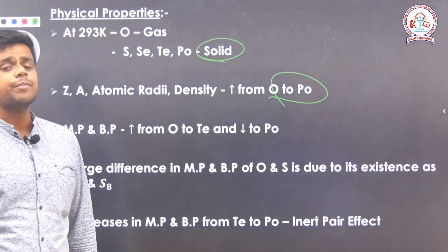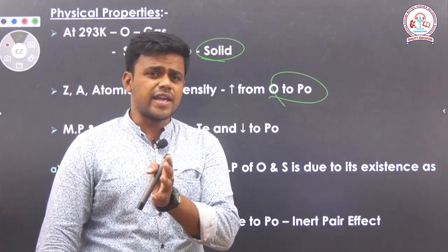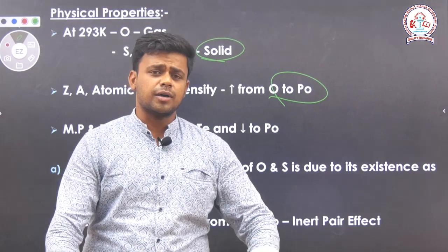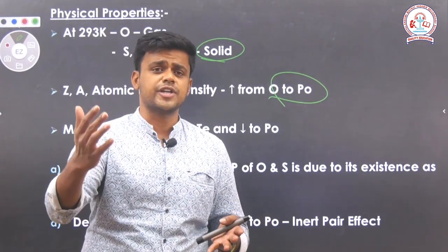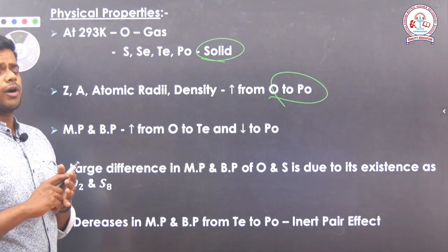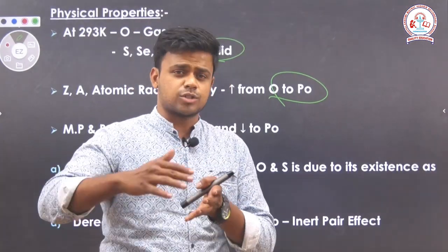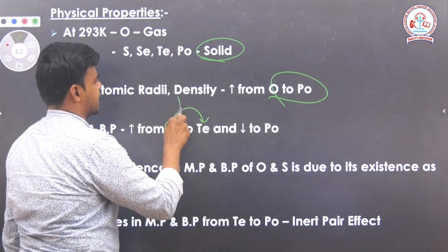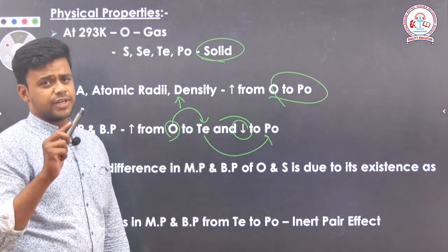The next one, melting point and boiling point. The melting point of oxygen is around 54 Kelvin, but for sulfur it is around 350 to 400. This melting point and boiling point increase from oxygen to tellurium, and then further decrease to polonium, which means from oxygen to tellurium they will definitely increase, and from tellurium to polonium they will definitely decrease. That is what it means here.